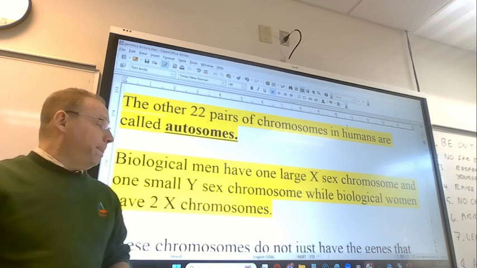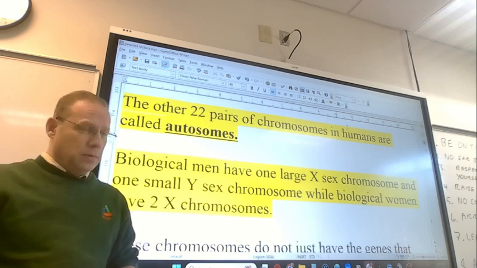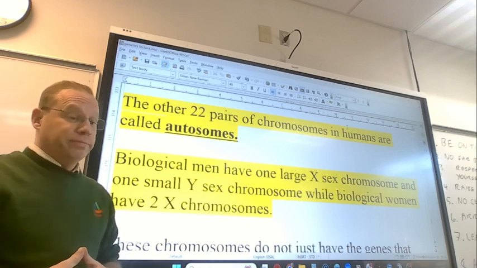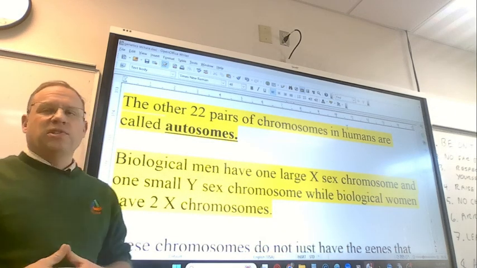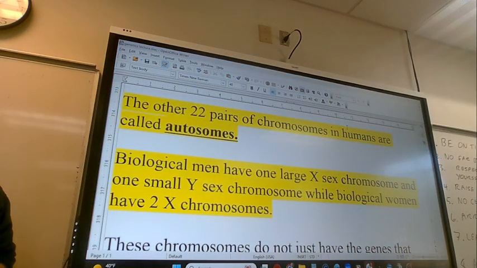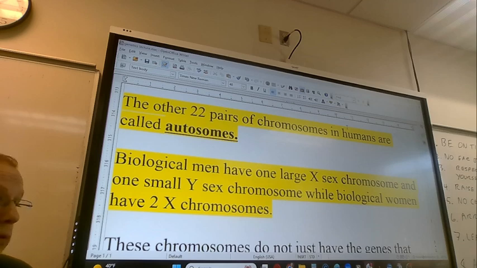There are 23 pairs. There are 46 total chromosomes in each cell, except for red blood cells, though when they start out, they do have them. It depends on which species, but there's always 46 for humans. 23 pairs. 23 times 2 is 46.